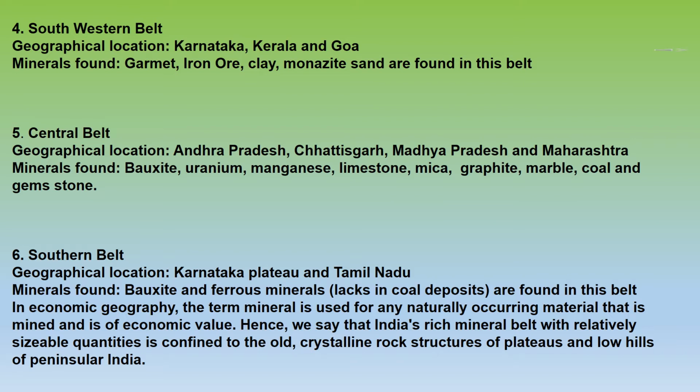Next is Southwestern Belt. Geographical location is Karnataka, Kerala and Goa. Minerals found are garnet, iron ore, clay, monazite sand in this belt. Next is Central Belt. Geographical locations are Andhra Pradesh, Chhattisgarh, Madhya Pradesh and Maharashtra. Minerals found are bauxite, uranium, manganese, limestone, mica, graphite, marble, coal and gemstones. And the next is Southern Belt. Geographical locations are Karnataka Plateau and Tamil Nadu. Minerals found are bauxite and ferrous minerals, and lignite coal deposits are found in this belt.